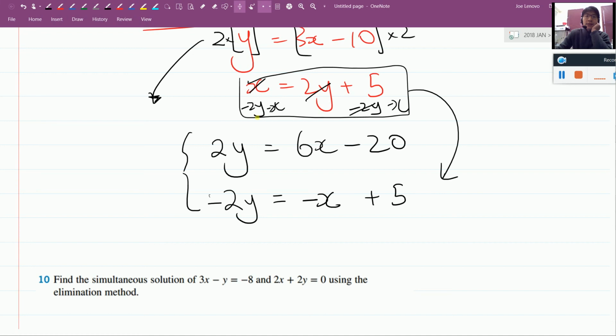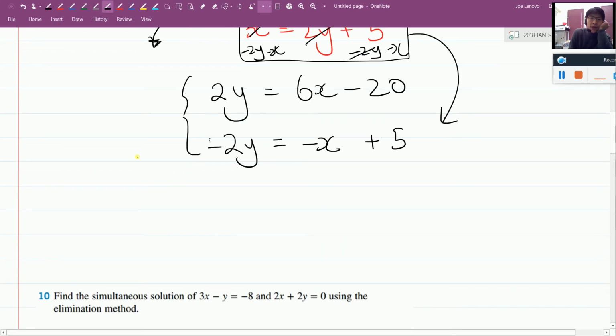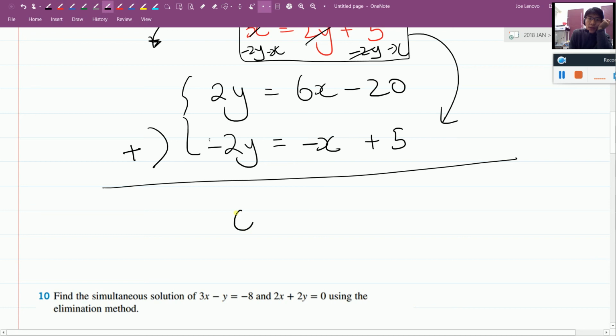Have a look at these equations. Because we have 2y and negative 2y, the best way is addition. I will add those two together. 2y plus negative 2y equals 0. 6x plus negative x equals 5x. Negative 20 plus 5 is negative 15. So a number times 5 minus 15 equals 0, and that number equals 3.